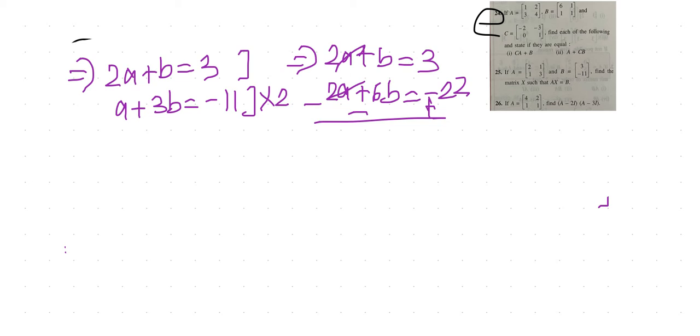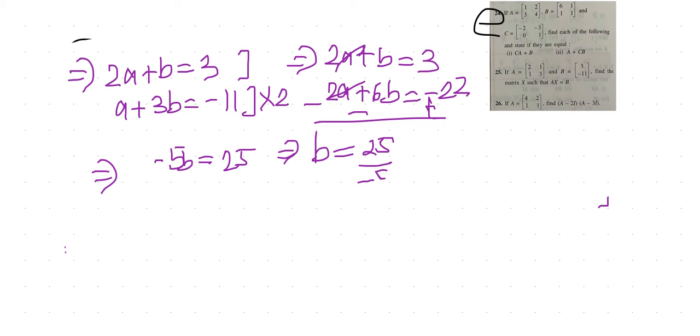So what are we getting now? b minus 6b is how much, children? Minus 5b is equal to 3 plus 22, which is 25. So the value of b will be 25 divided by minus 5, that is minus 5.